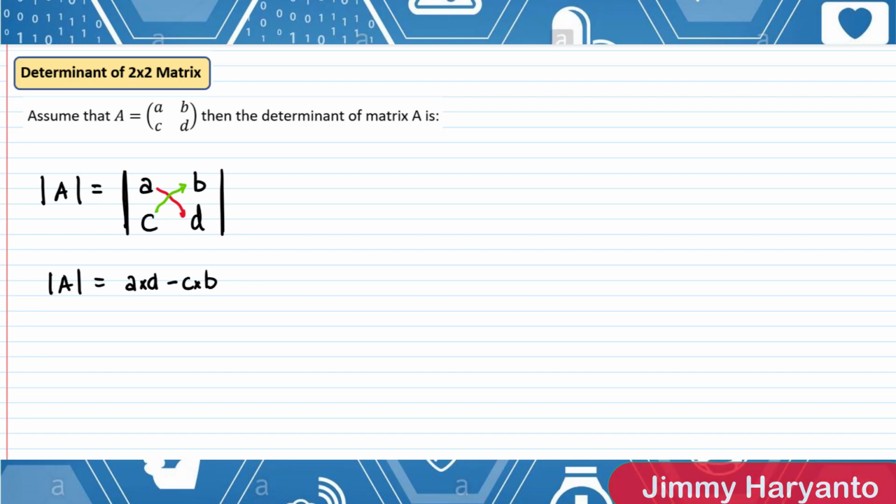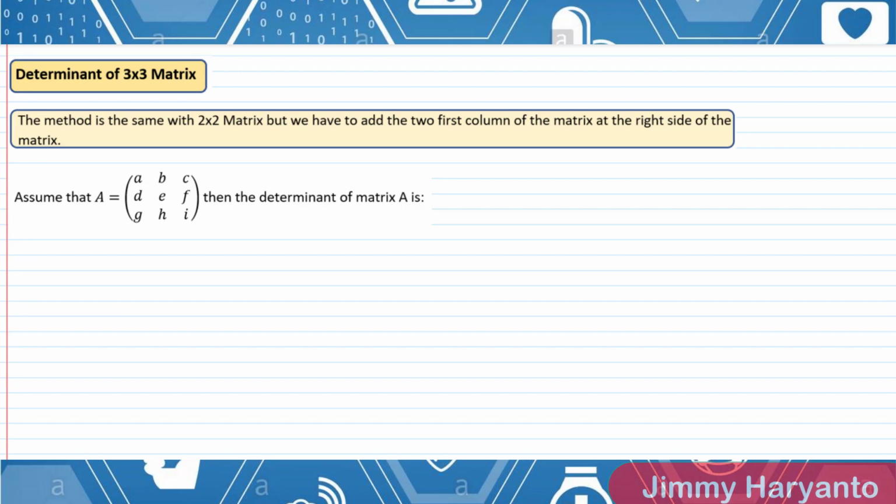So this is how to find the determinant of a 2 times 2 matrix. You only have to multiply A times D and then subtract from the result C times B. Pretty easy, right? How about a 3 times 3 matrix? This is harder than the 2 times 2 matrix.